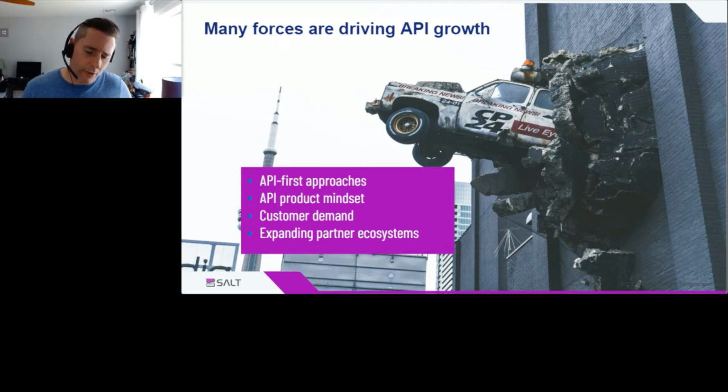But that has also led to API product mindsets, right? I'm not building an application or some piece of machinery. The API itself is actually the product or service, right? That's the thing of value I'm building. So we've started to see API product teams as well. Customer demand has been a driver to things like digital transformation and agile methodologies.